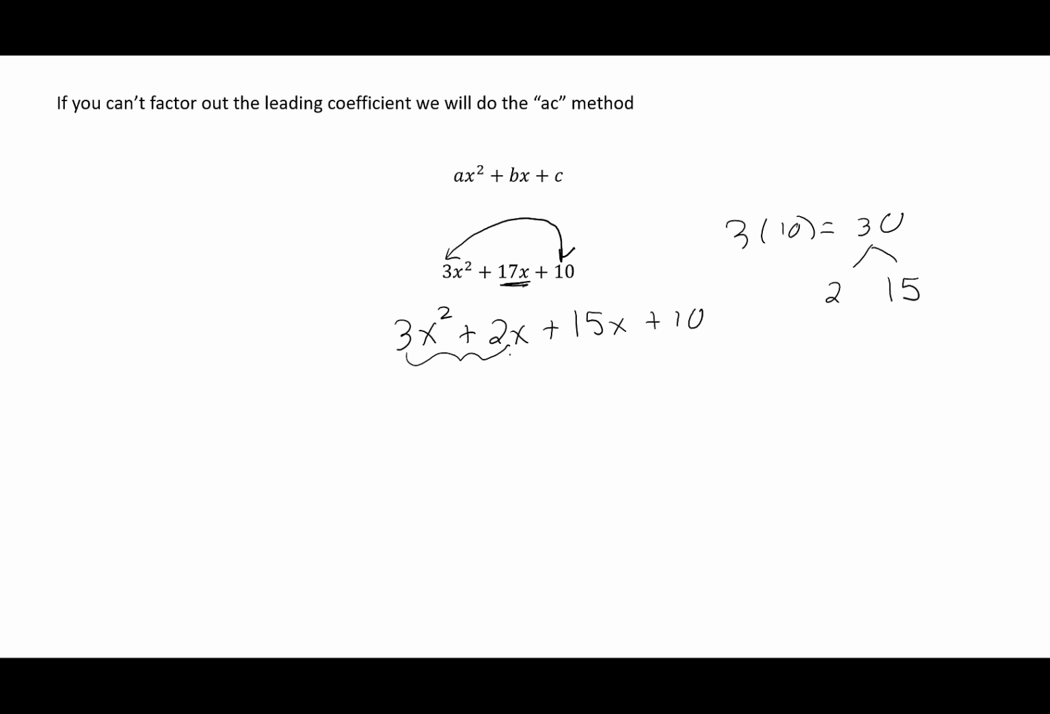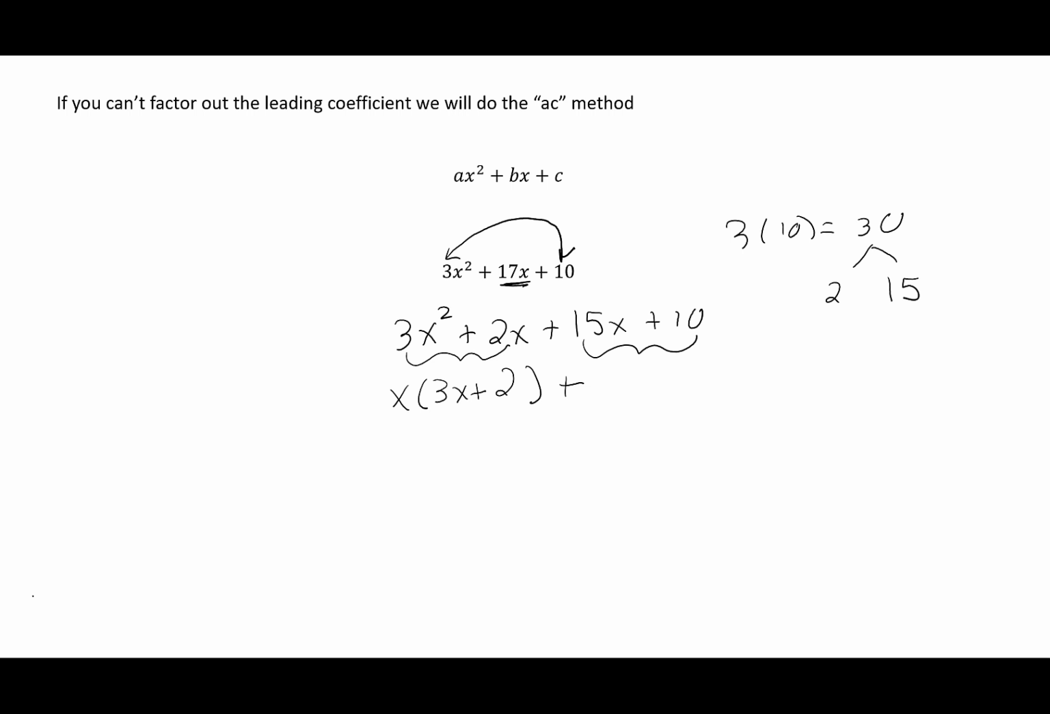So you're going to take the first two terms together and the second two terms together. And you're just going to look for what they have in common. 3x squared and 2x have an x in common. I'm going to take the x out of 3x squared, it's 3x. I take the x out of 2x, it's just a 2. We're going to do that on the second piece as well.